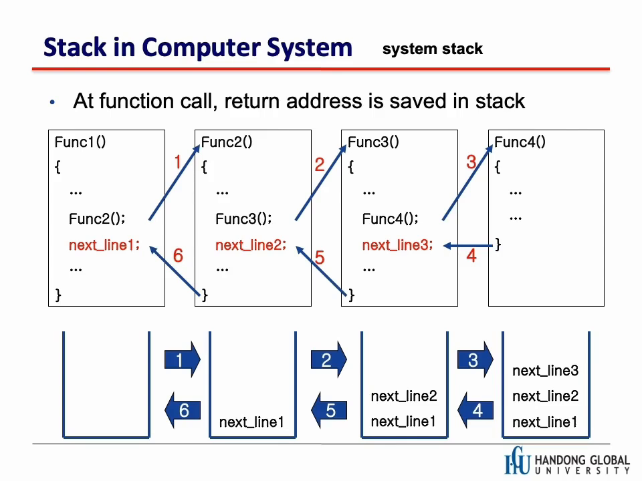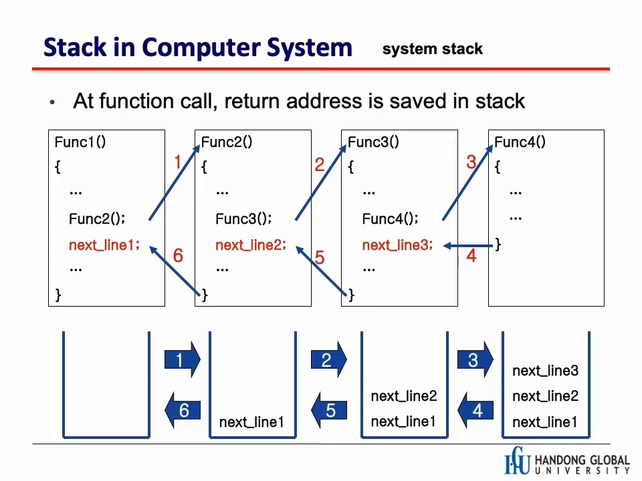Okay, the stack has the information, so we take one piece of information out of this stack. That's the address of next line 3. That's where to go actually. So based on this information, we can come back to the next line 3. Then when we are done with function 3, how do we know where to go? We pop one element from the stack, which is the address of next line 2. So we can come back to the next line 2.